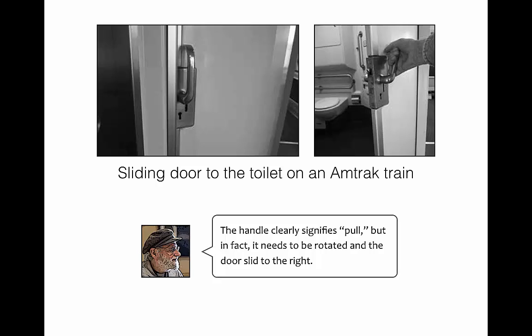The handle of the door on this Amtrak train clearly suggests pulling. But in fact, you have to rotate the handle and the door slides to the side.